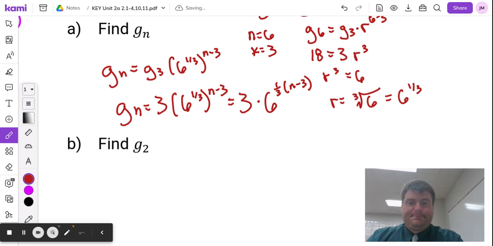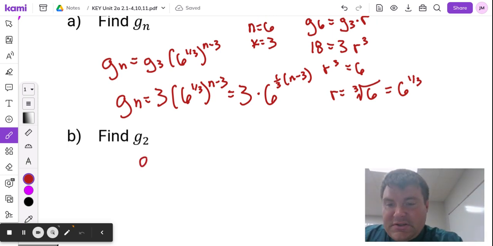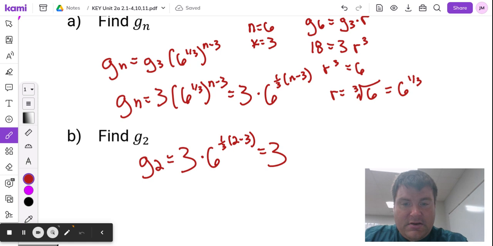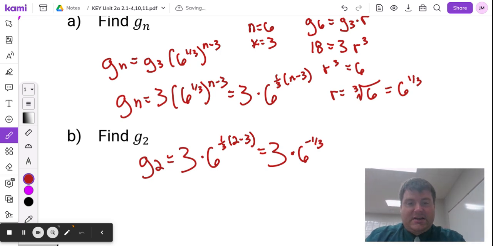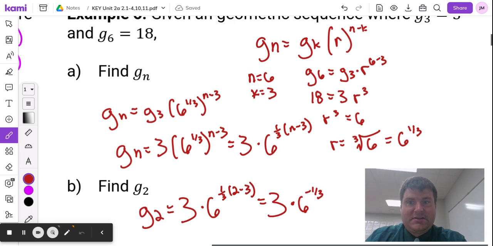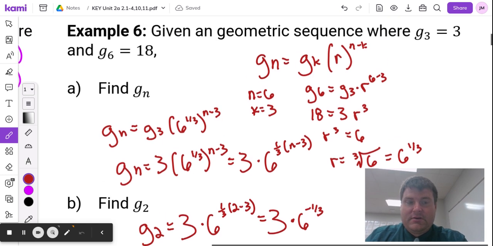Same thing, okay? So if I want to find g sub 2 using this, I'm going to go ahead and plug in a 2. So it's 3 times 6 to the 1/3 of 2 minus 3, which gives me an answer of 3 times 6 to the negative 1/3. And I'm just going to leave the answer just as that. It's a totally fantastically awful answer, but it's the answer that we got here.